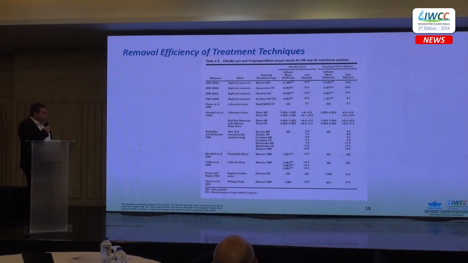This is from standard AWWA M53. It mentions here different types of plants used for ultrafiltration from different manufacturers, and you could see here the removal efficiency for Giardia and Cryptosporidium is normally greater than 4 log.